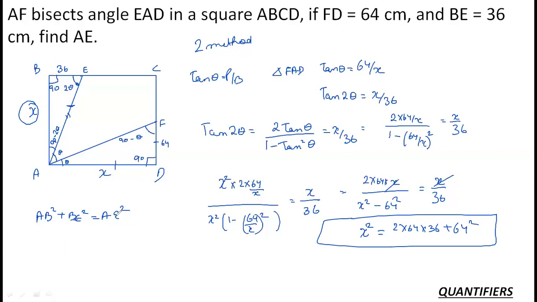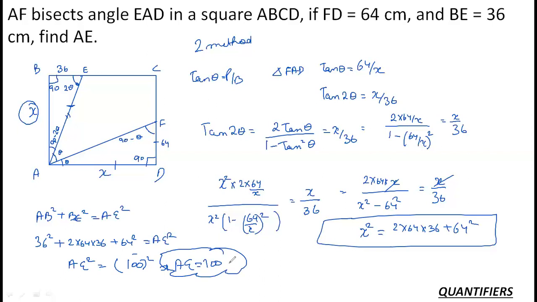If you simply apply it over here, what is the value of X square? So it is nothing but 36 square plus 2 into 64 into 36 plus 64 square is equal to AE square. Now if you observe this, what is visible to you? A square, B square, 2AB. So it is nothing but AE square is equal to 64 plus 36, 100 square, or AE is equal to 100. This is the direct result I can get, right? A pretty straightforward one.